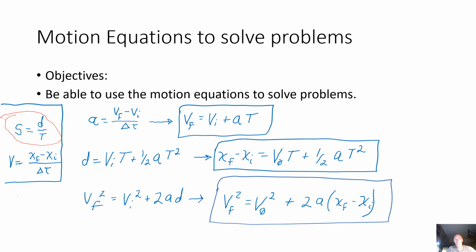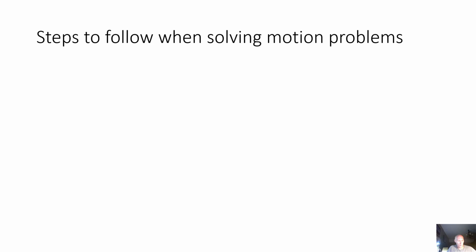Anytime an object is accelerating, meaning it's speeding up or slowing down, such as a falling object or a race car getting faster, then you're going to use one of these three kinematic equations. To determine which equation you're going to use, you're basically going to follow these steps. First of all, you want to list all the variables given.